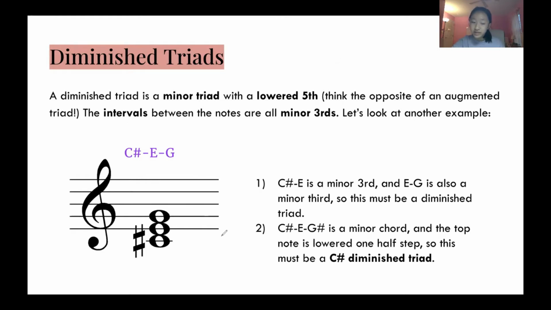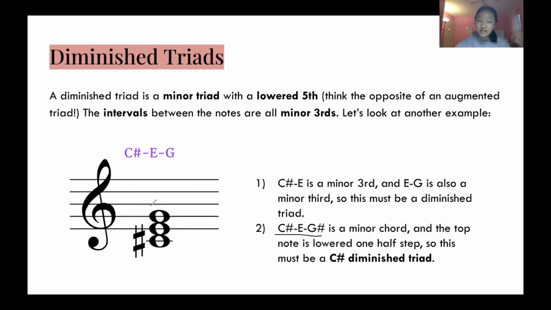Second way of looking at it is that you know that C sharp, E, G sharp is a minor chord. So it would be a minor chord if we had this sharp here. But we know that a diminished triad is a minor triad with a lowered fifth. So if we lower this fifth here, that gives us the diminished triad.